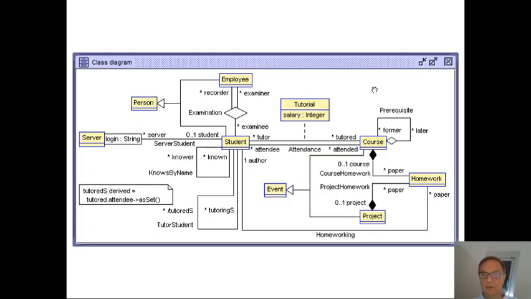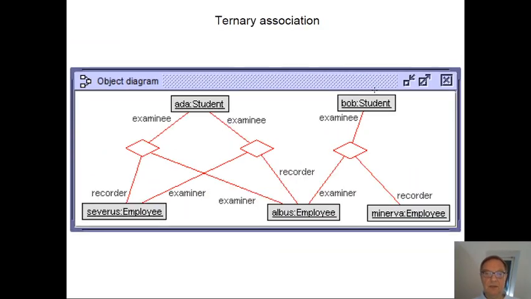First here for the ternary association, for the examination. We have here two students. Ada and Bob are students, and both students play the role of the examinee. Ada plays this role twice, Bob only once. There are employees which serve as recorders or examiners. The employees are called Minerva, Albus, and Severus.